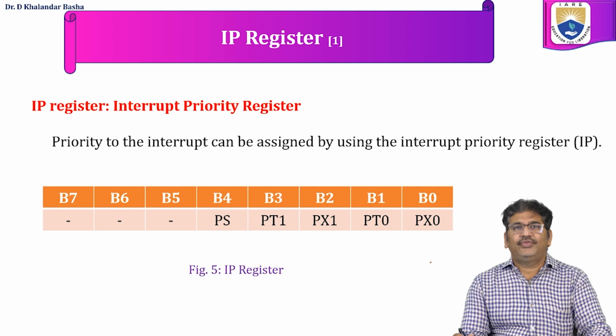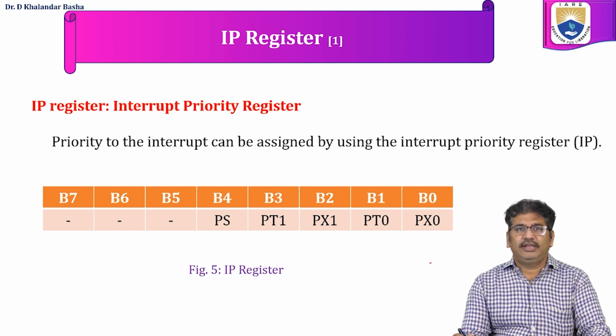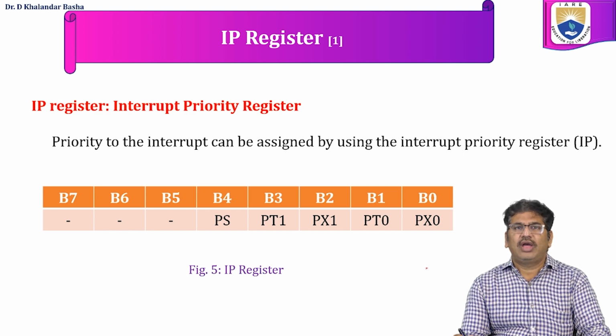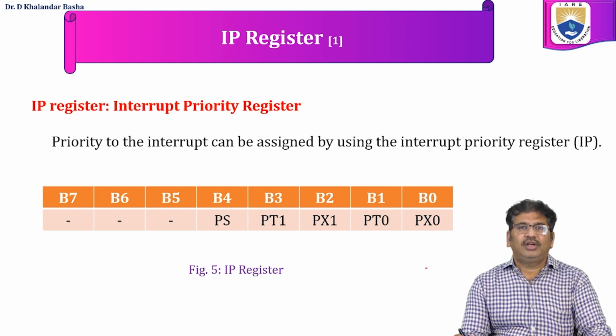The next SFR corresponds to the priorities. Out of these 5, if more than one interrupt is generated, then how do we handle the interrupts, which one has to be served whenever we have more than one interrupt request? For that, we can assign the priority for the interrupts by configuring the IP register. IP stands for interrupt priority register. Priority to the interrupts can be assigned by using the interrupt priority register IP.